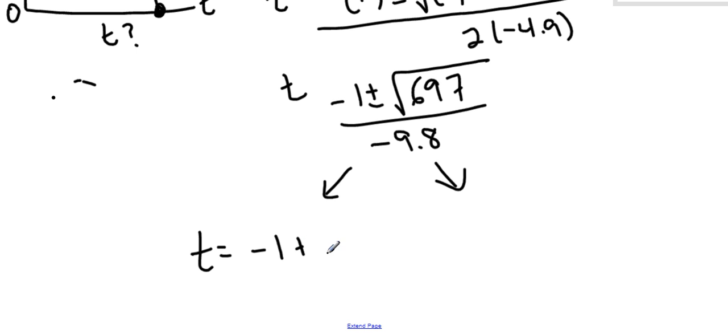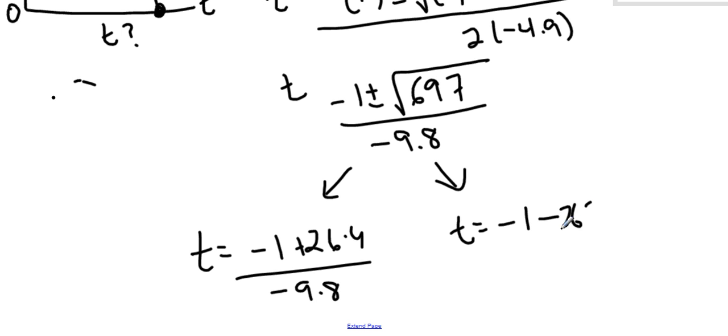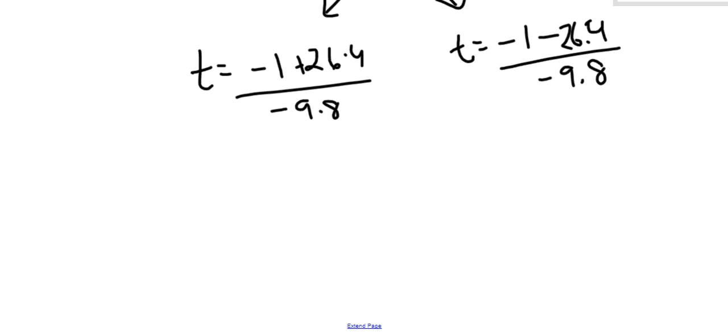26.4 divided by negative 9.8, or t equals negative 1 minus 26.4 divided by negative 9.8. So if we calculate both of them, we'll have the roots. So I get one root, negative 1 plus 26.4 divided by negative 9.8. So I get one root at negative 2.6. We don't usually like traveling backwards in time, so that's probably inadmissible. So let's see what our actual answer is going to be.